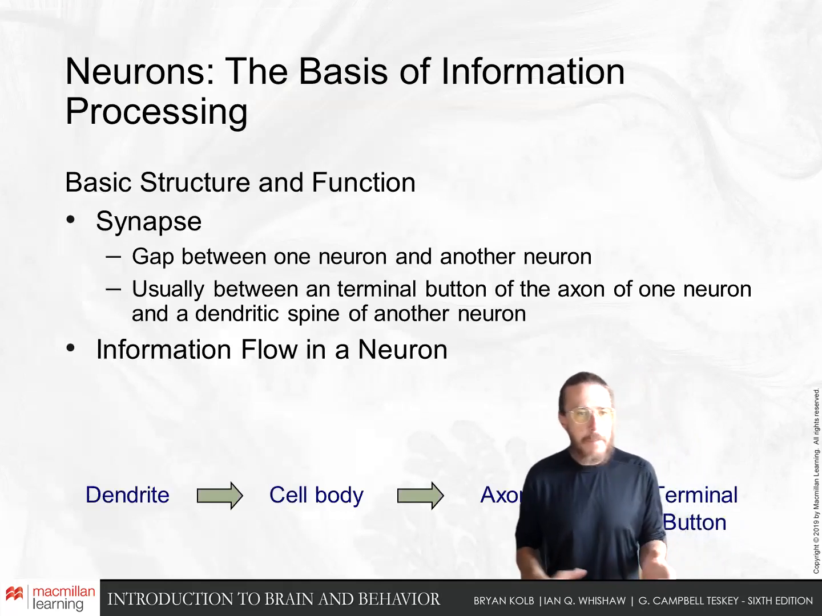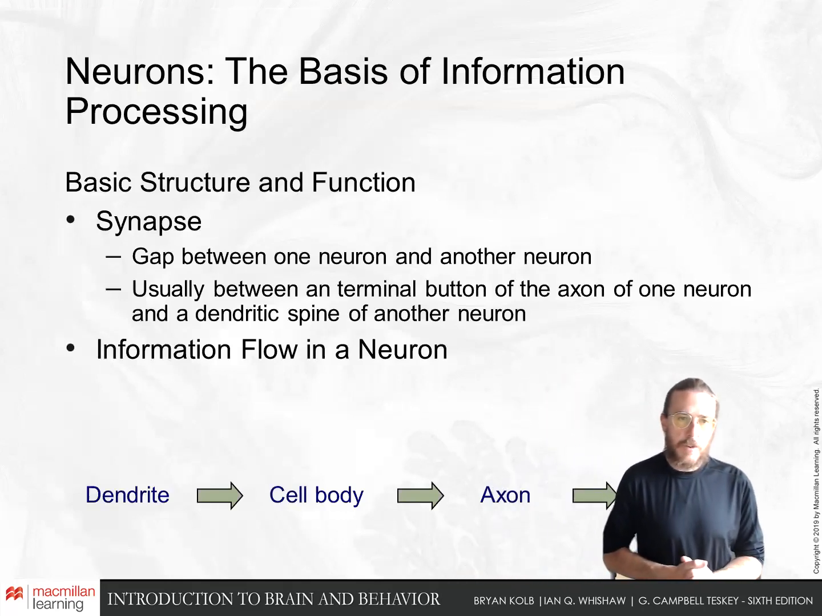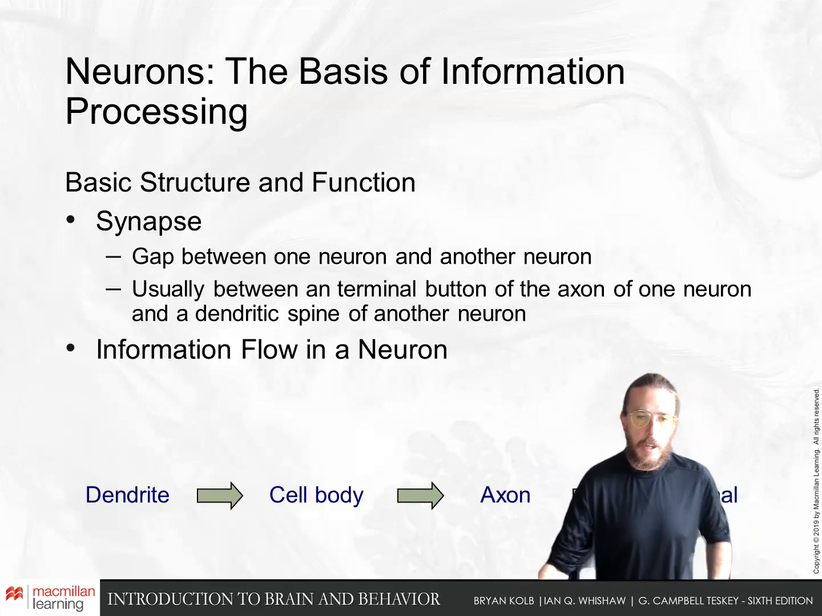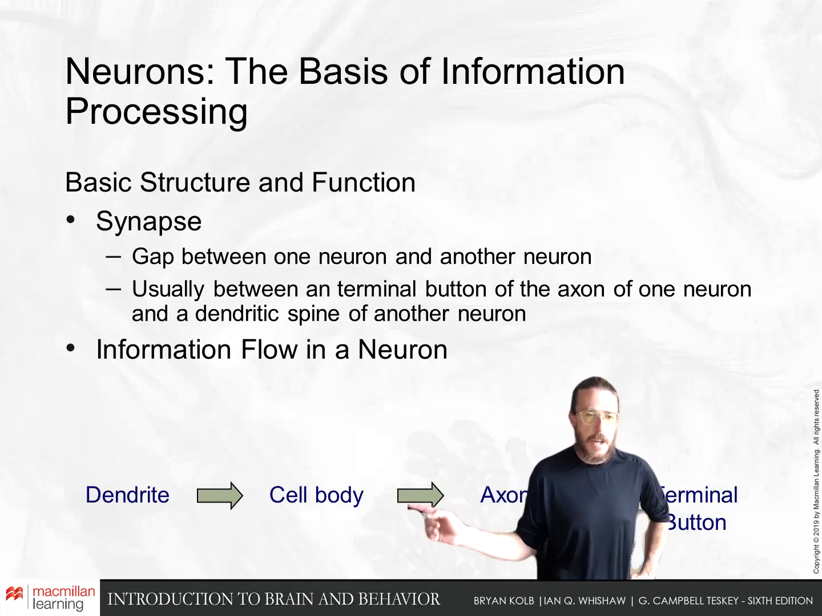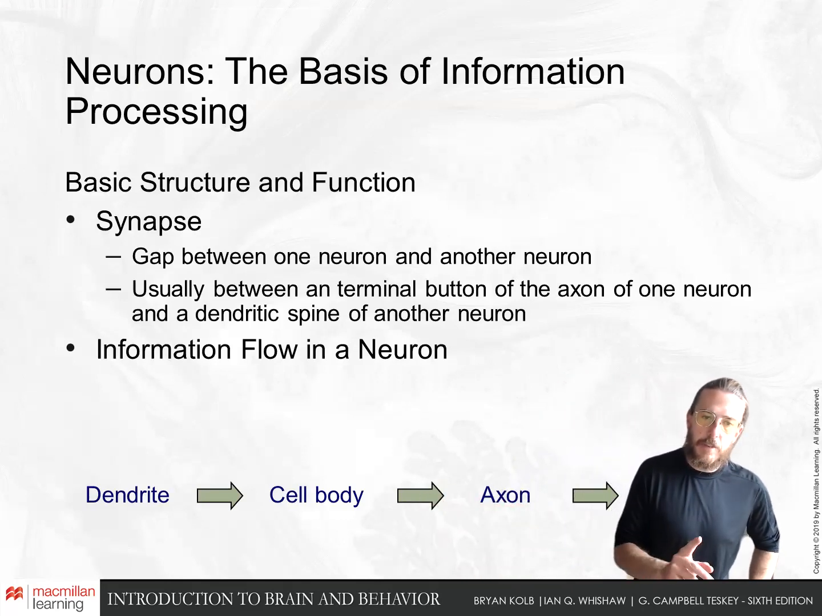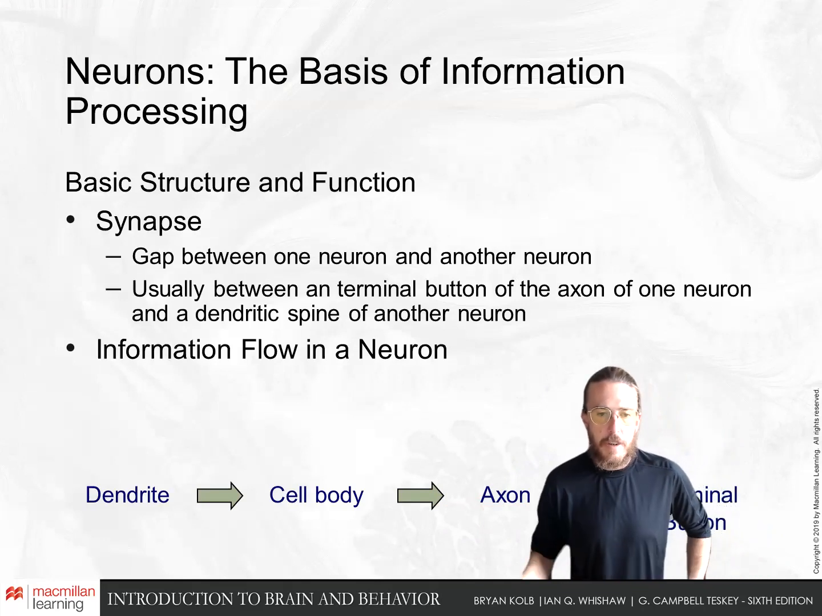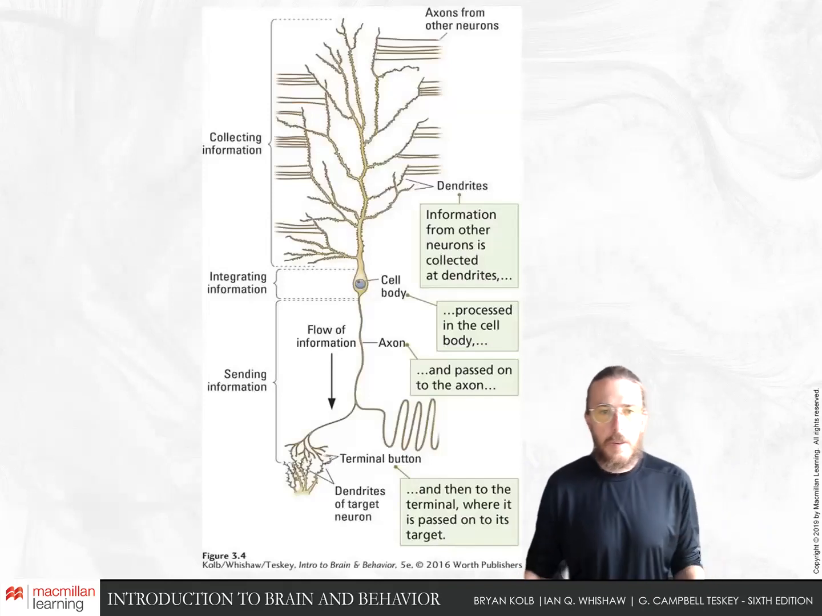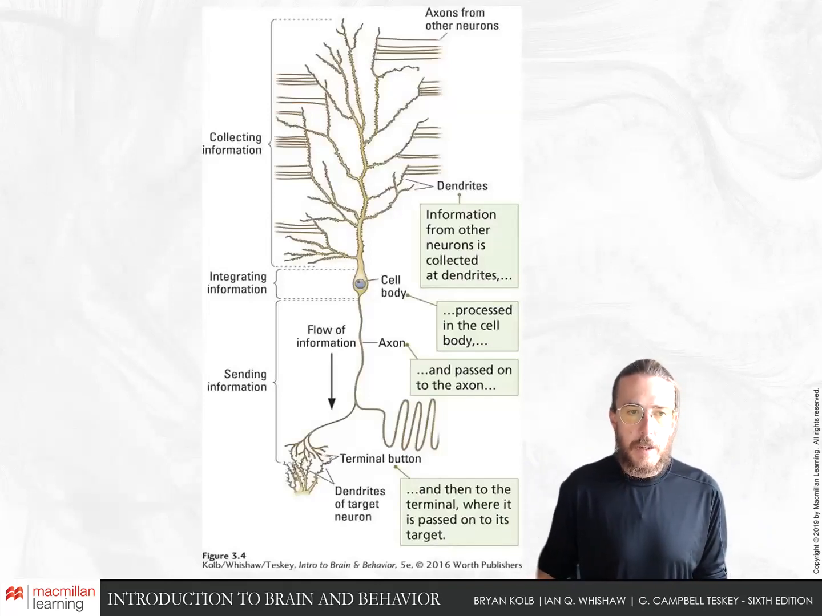So the synapse is a gap between one neuron and the other, and it's usually the terminal button of the axon connecting to the dendritic spine of the next neuron. And so information flows from the dendrites to the cell bodies, to the axons, to the terminal button, and then back to the dendrites. So just to belabor the point, the dendrites collect information from other neurons. They're processed in the cell body and then passed down the axon and sent to the next neuron's dendrites.